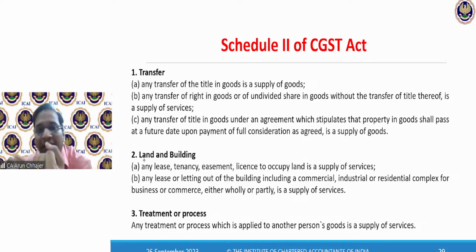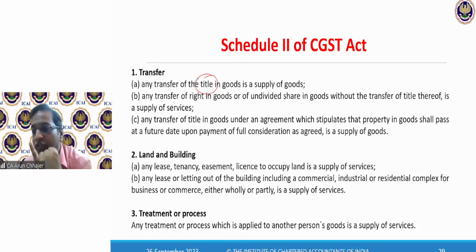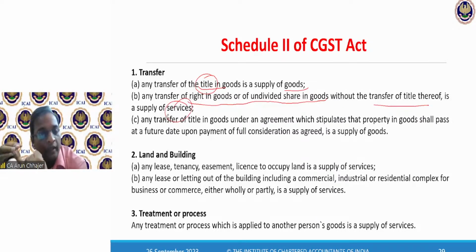So schedule 2, para 1 says that if there is any transfer of the title in the goods, title means ownership. If the ownership is being transferred, then it is a supply of the goods. Transfer of the right in the goods or undivided share in the goods without the transfer of the title is a supply of service. So the title I'm keeping myself, but I'm only giving for the purpose of use. Let's say I have the motor vehicle I have given for 1 day, for which I'm charging some amount. So it is a supply of service.